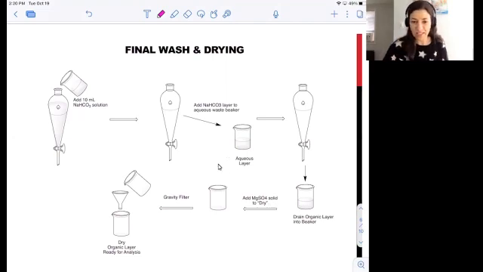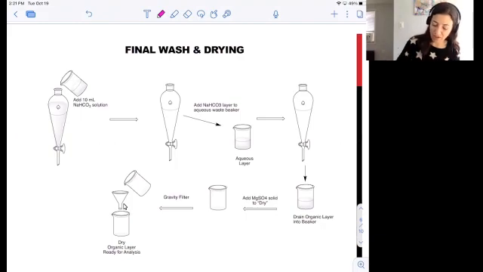Once you've done this, you can pour your organic oil with this white solid through a filter paper or a cotton plug using a small funnel. And this will allow you to remove those solids and hopefully get a clean organic layer that's totally free of water.